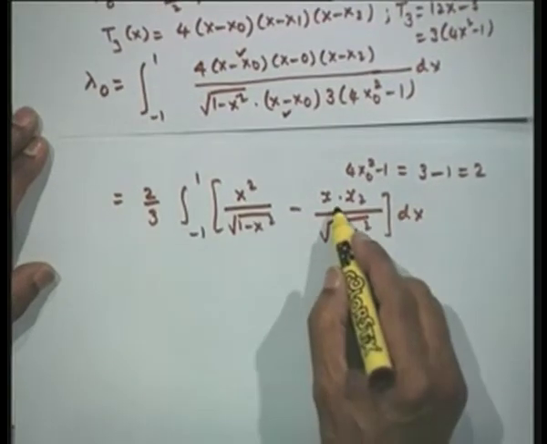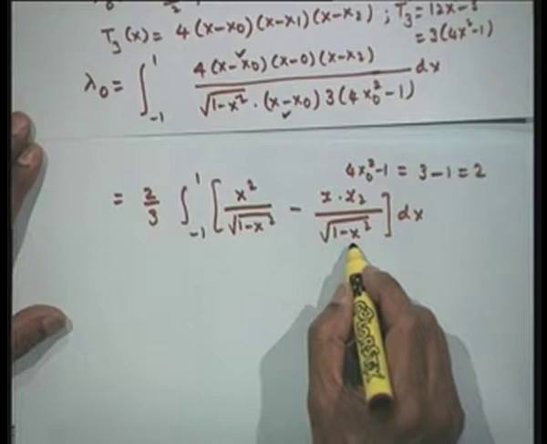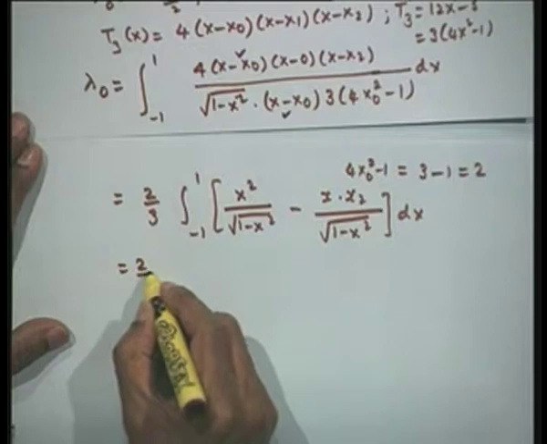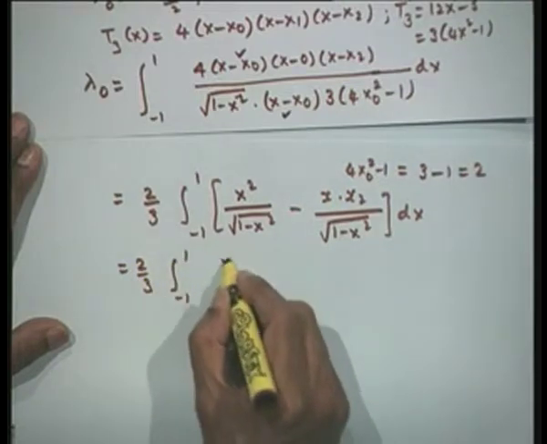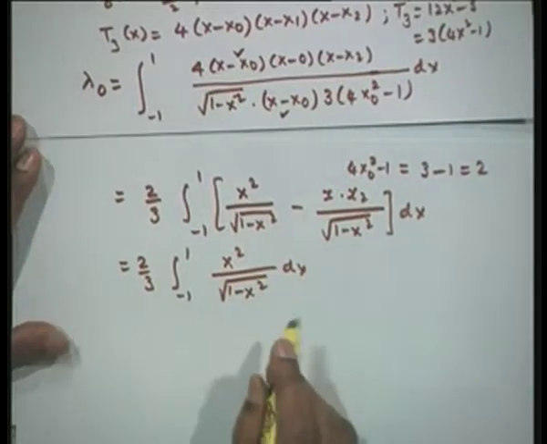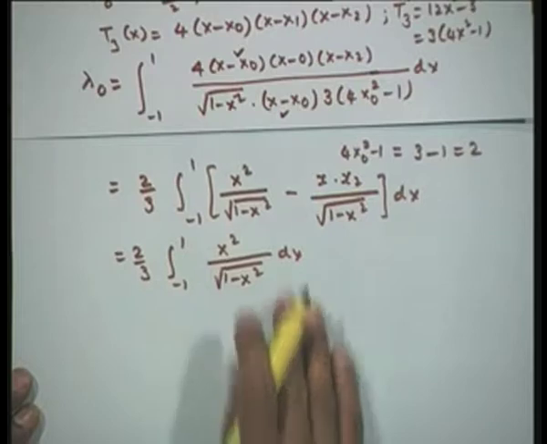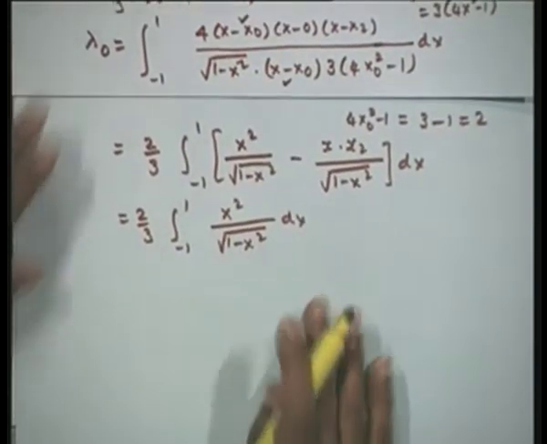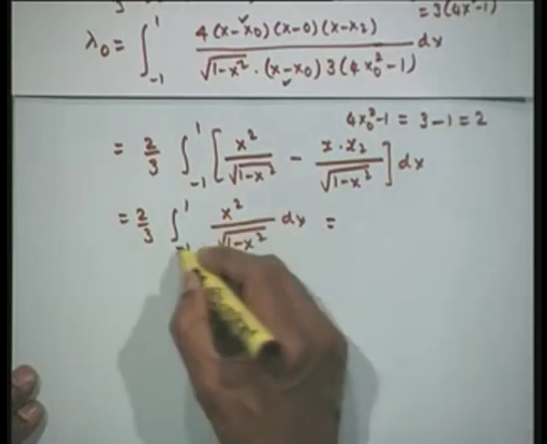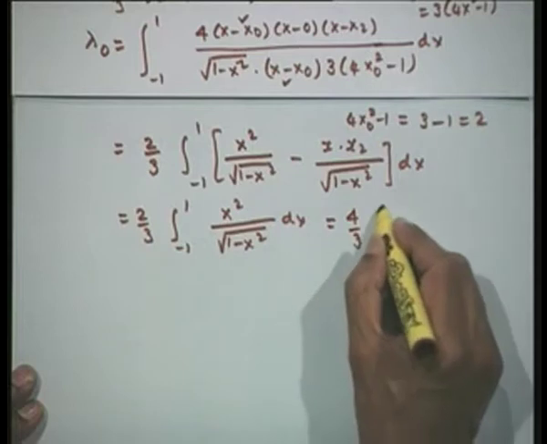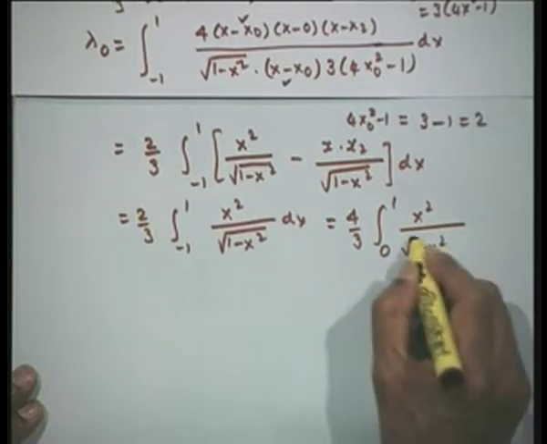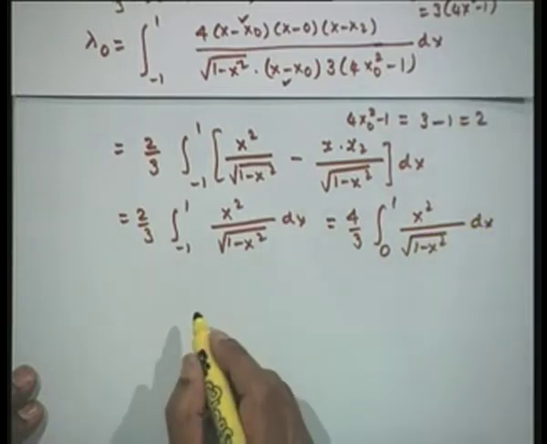Now you can see that this is an odd function, therefore the value of the second integral will be 0. So only the first integral is going to contribute, that is equal to 2 by 3 integral from minus 1 to 1 of x squared upon under root 1 minus x squared. It is an even function, so I can write this as 4 upon 3 integral from 0 to 1 of x squared under root 1 minus x squared dx.